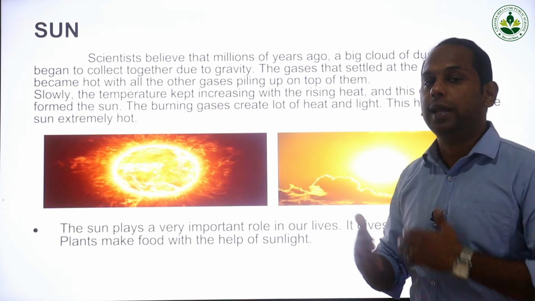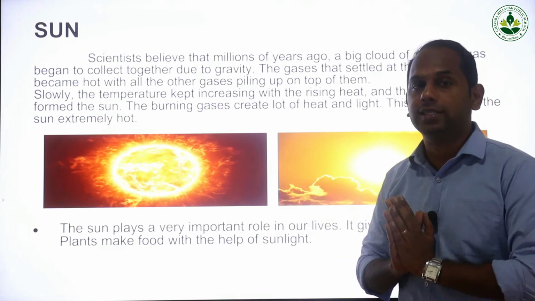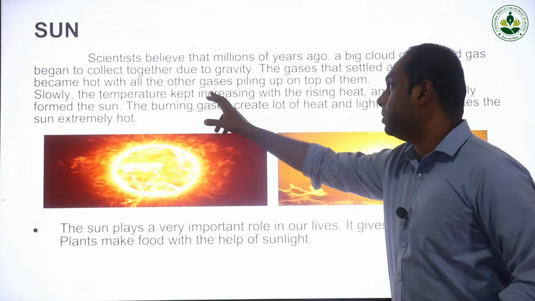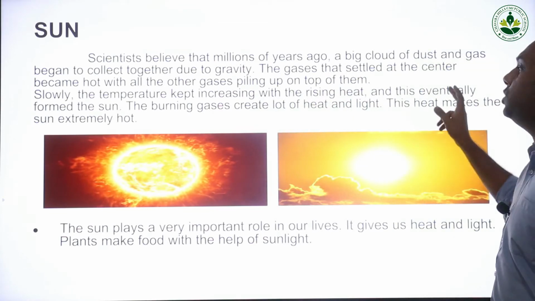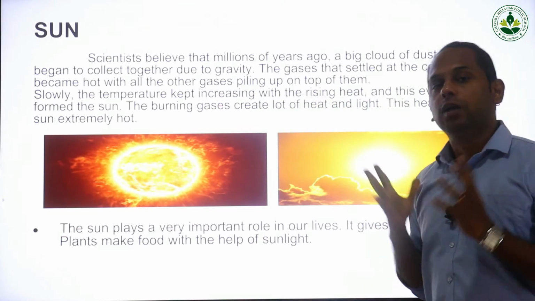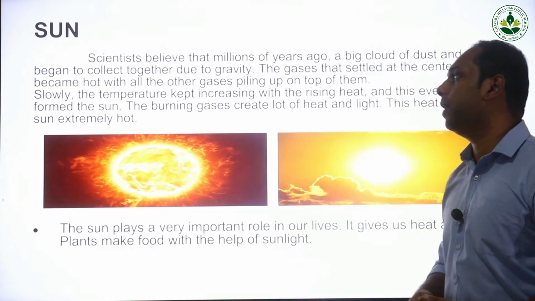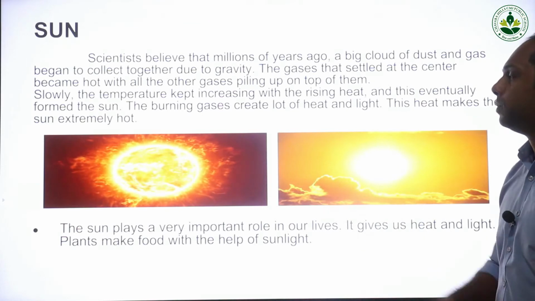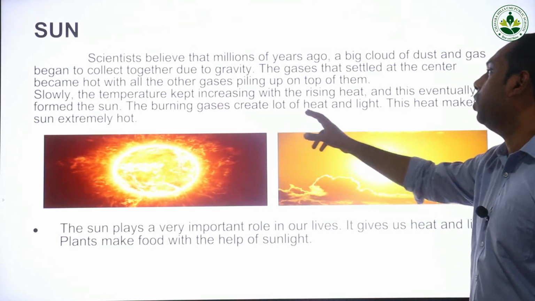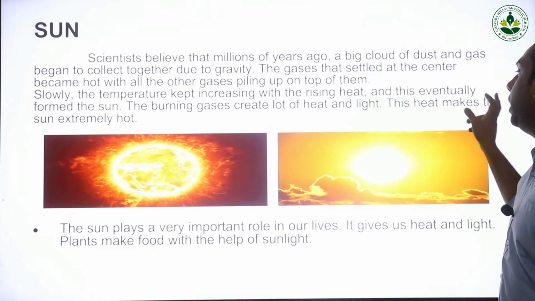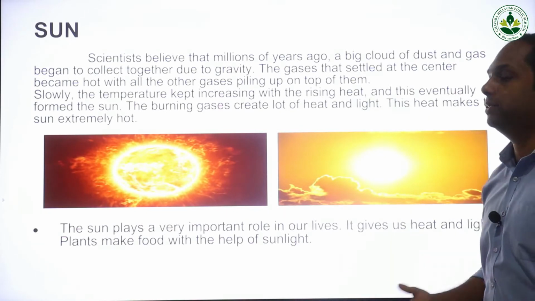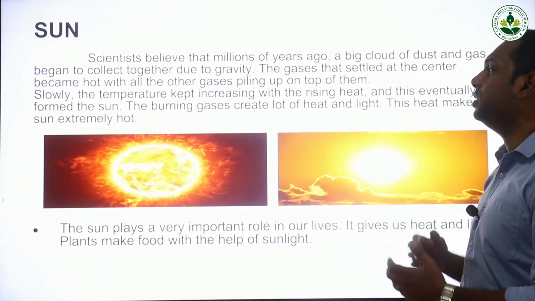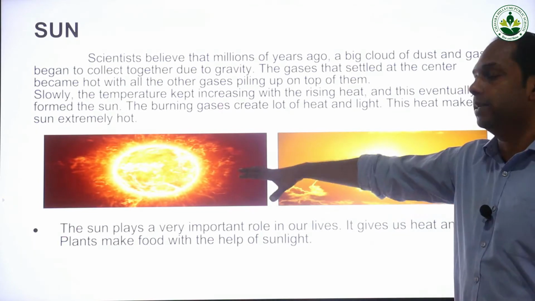And what happened later? Due to the presence of the hot gases, the temperature started to increase day by day. Slowly the temperature kept increasing with the rising heat, and this eventually formed the sun. This is one of the major opinions about the formation of the sun. The burning gases create a lot of heat and light. This heat makes the sun extremely hot, and the presence of hot gases produces extreme heat in the sun.